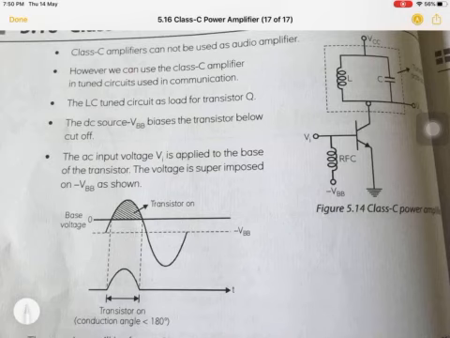After completion of power amplifiers, now we will move into the op amp, and in the next video I will start with the op amp. Okay, thank you.